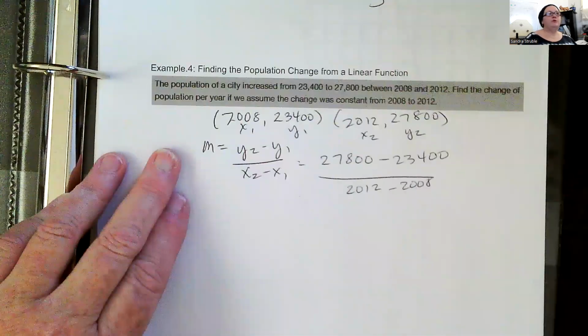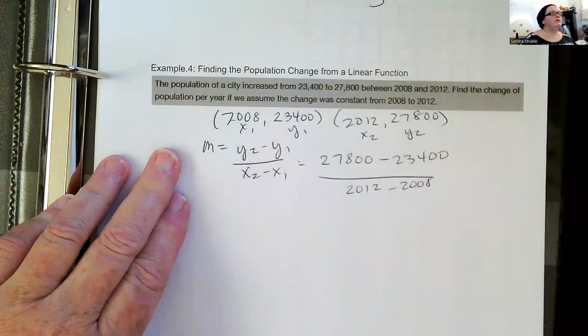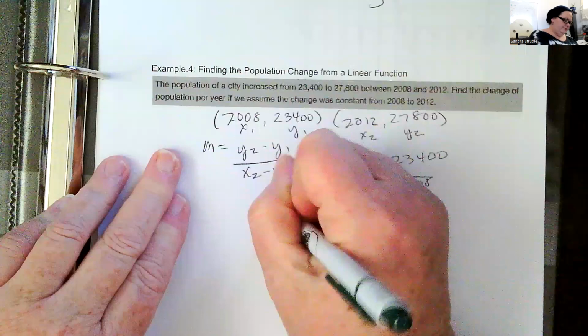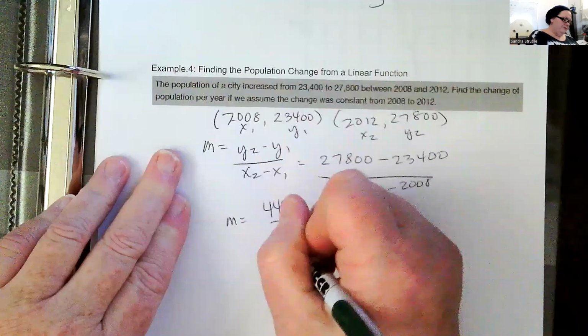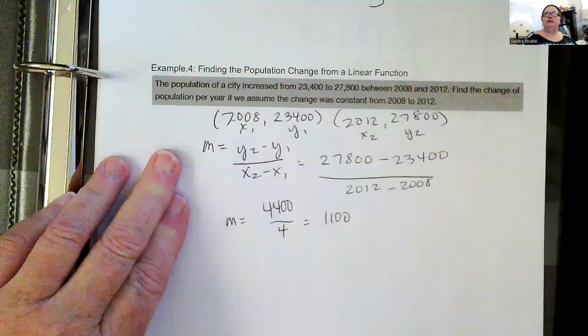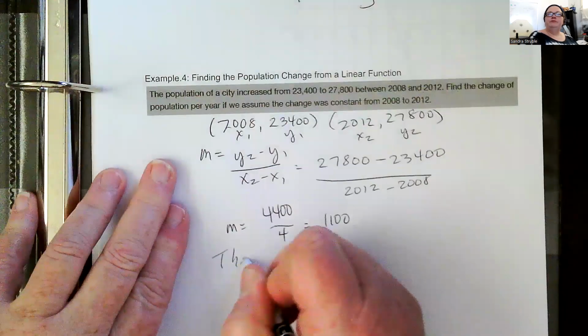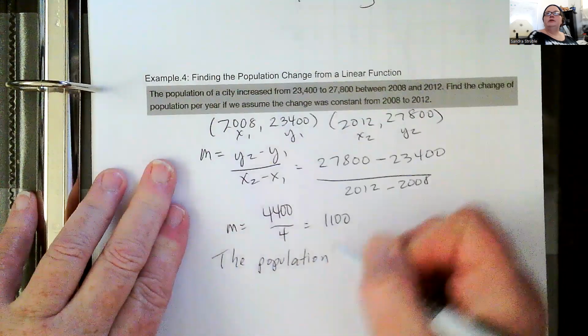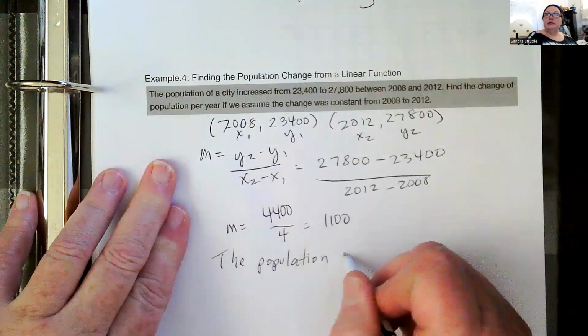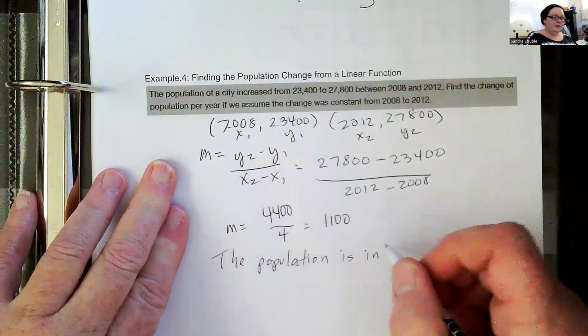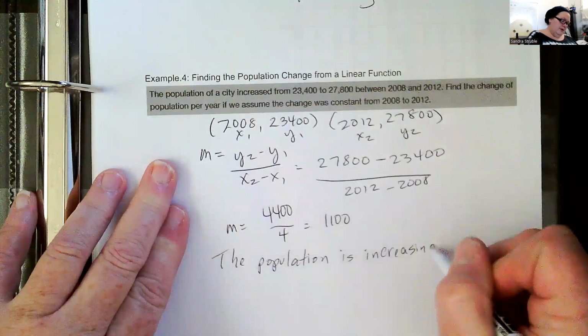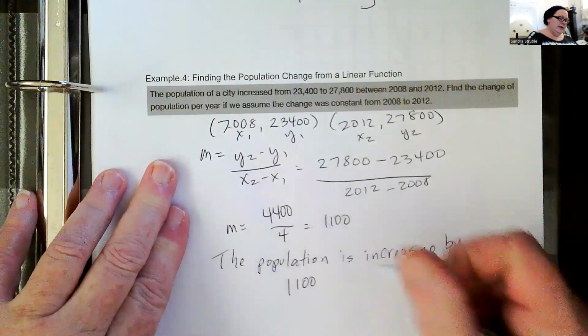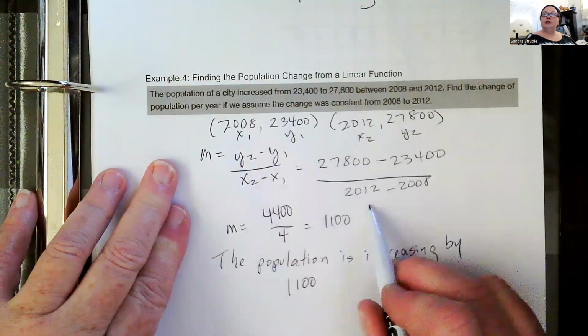All right, let's just calculate these real quick. So we have 27,800 minus 23,400, and that's equal to 4,400 over 4 equals 1,100. So what does this mean? It just means the population is increasing because it's positive. You only want to use increasing or decreasing on this. Increasing by 1,100.